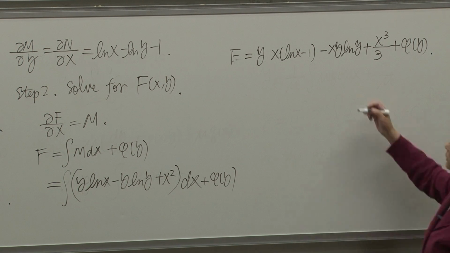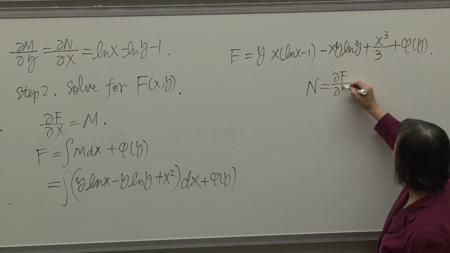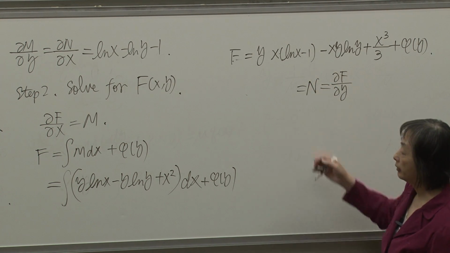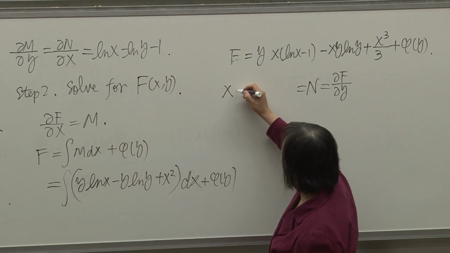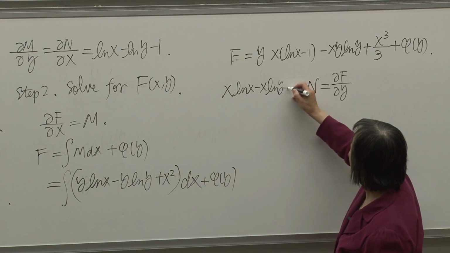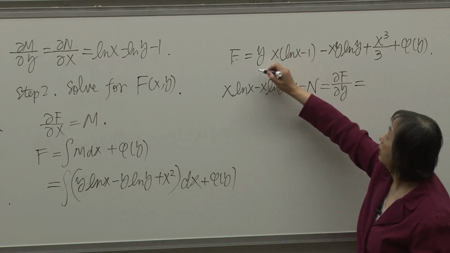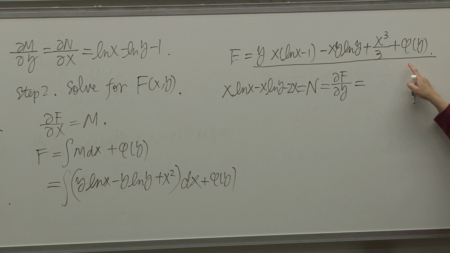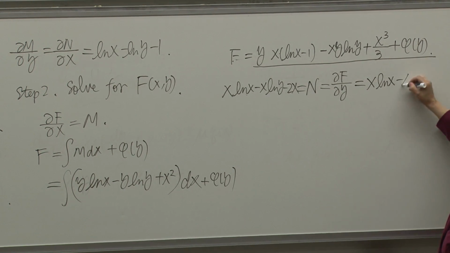We know that n is the same as the derivative of f with respect to y. On the left-hand side, we have the expression of n, that's x log x minus x log y, and then minus 2x. On the right-hand side, we take the derivative of f with respect to y. So the first term becomes x times log of x minus x after taking the derivative with respect to y.